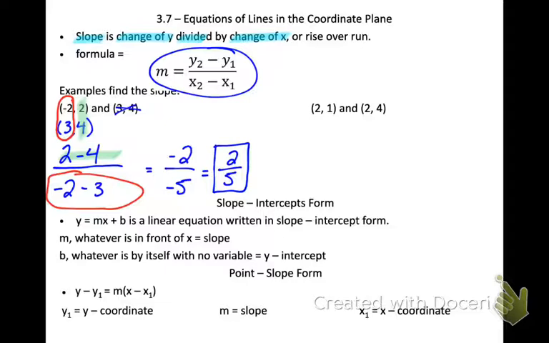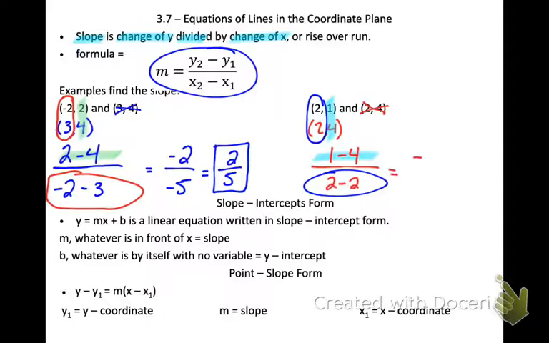With the second one, same thing. I'm going to stack the ordered pairs on top of each other. So I get 2, 4 there. And again, I can subtract down my y's, put it on the top, and then subtract my x's and put it on the bottom. When I do that, I get 1 minus 4 on the top, and on the bottom I get 2 minus 2. So I get negative 3 on the top and a 0 on the bottom. When I do that, you can't divide by 0. And so what this slope would be called is an undefined slope.